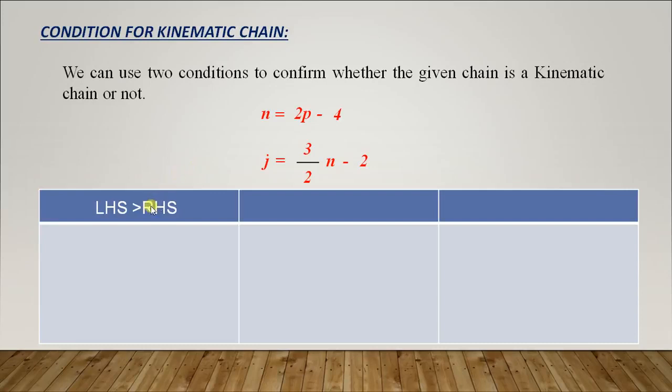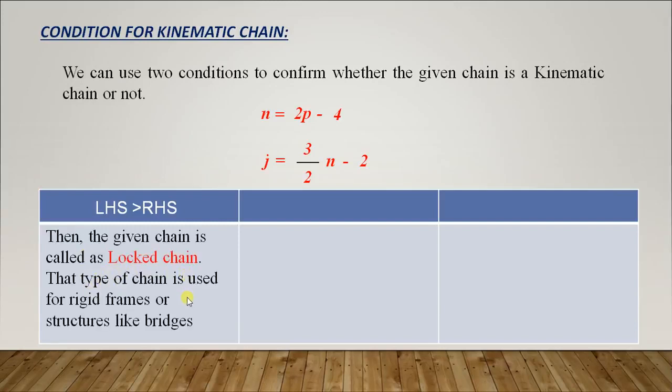The first condition: if the left hand side value is greater than the right hand side, whichever formula we use for a given particular chain, what name can we give to the chain? Here it is a locked chain. When the LHS is greater than the RHS, that chain is called a locked chain, and this type of chain is used for rigid frames and structures like bridges. That means there will be no relative motion between each and every part of the chain when this condition is satisfied.